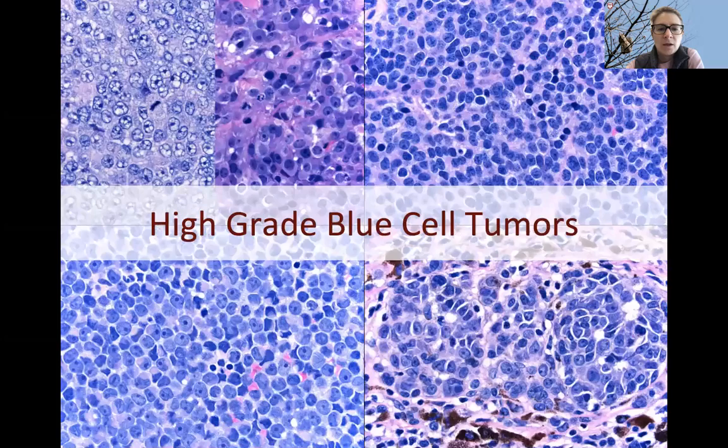Okay, so moving on to the other high-grade blue cell tumors that are somewhat more specific to the sinuses. These often require a panel of immunostains in order to determine what they actually are, because the H&E morphology, as you can see, is very overlapping, and there's not a lot of histologic differentiating features between these.